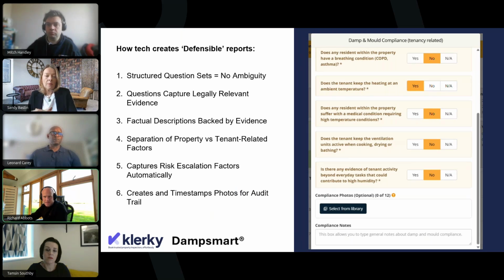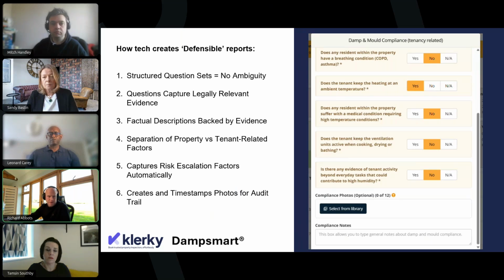The 5th point is built-in risk escalation. It helps flag urgent situations, and this is really important. It's about identifying whether the damp is minor or severe, whether there are multiple rooms affected, whether decorative surfaces are damaged, and whether vulnerable residents are living in the property as well. In essence, using technology can help ensure that nothing critical is missed.